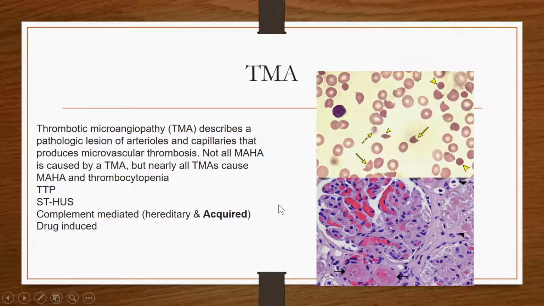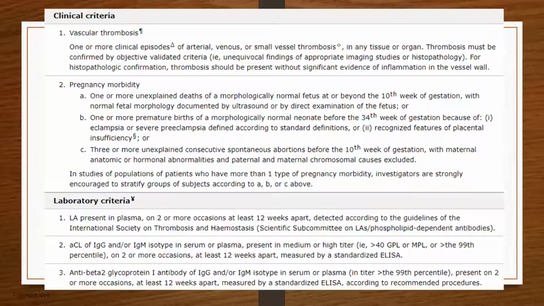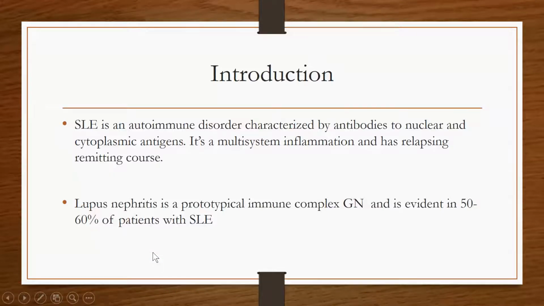And having TMA in patient with positive ANA or anti-dsDNA, most of the time they have underlying APLA syndrome, for which you need one vascular thrombus, which in this case could be thrombotic microangiopathy in the kidney, and one of the tests positive, like either lupus anticoagulant or anticardiolipin antibody or anti-beta 2 glycoprotein. So if you have TMA and one of these positive, that's your diagnostic criteria for antiphospholipid syndrome.